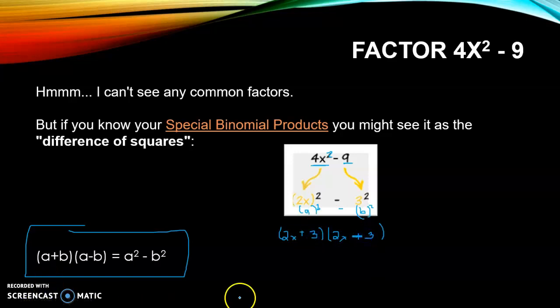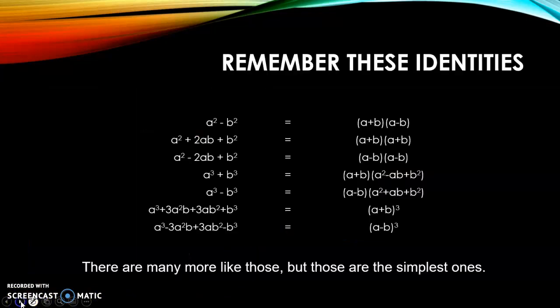Again, if I were to FOIL that back out, it would take me right back up to where I started, which is a sign that I did it correctly. Here are some identities that you're going to become familiar with. We've got the difference of squares, we've got the difference of cubes, and some other identities that you need to be familiar with as you're factoring.